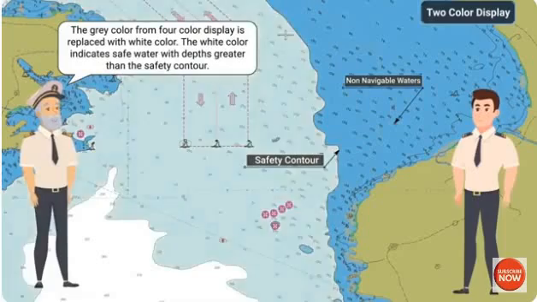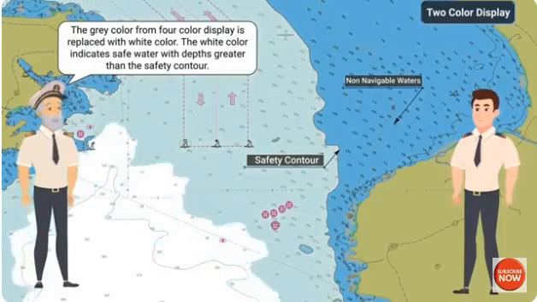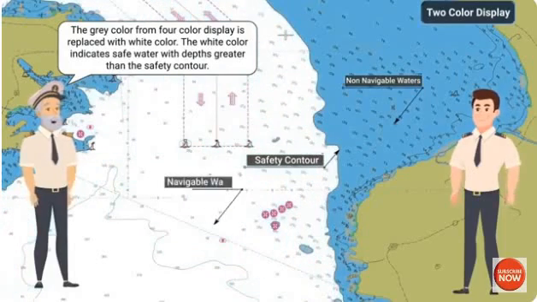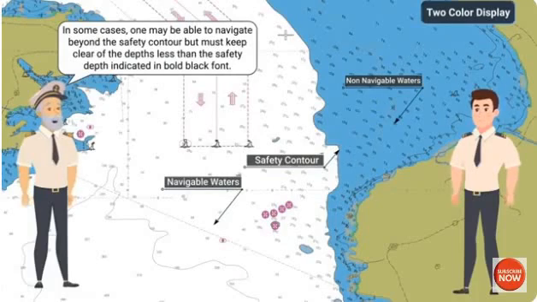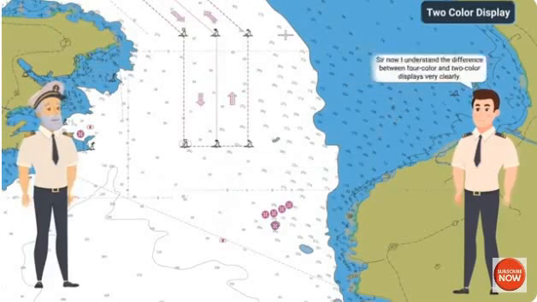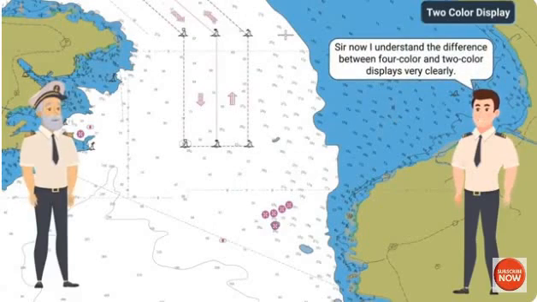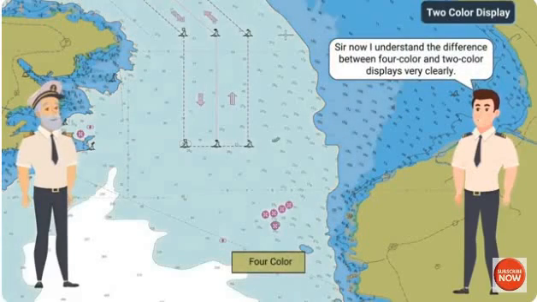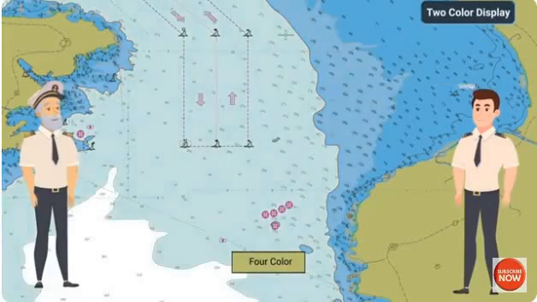The gray color from the 4-color display is replaced with white color. The white color indicates safe waters with depths greater than the safety contour. In some cases, one may be able to navigate beyond the safety contour, but must keep clear of the depths less than the safety depth, indicated in bold black font. Sir, now I understand the difference between 4-color and 2-color displays very clearly.